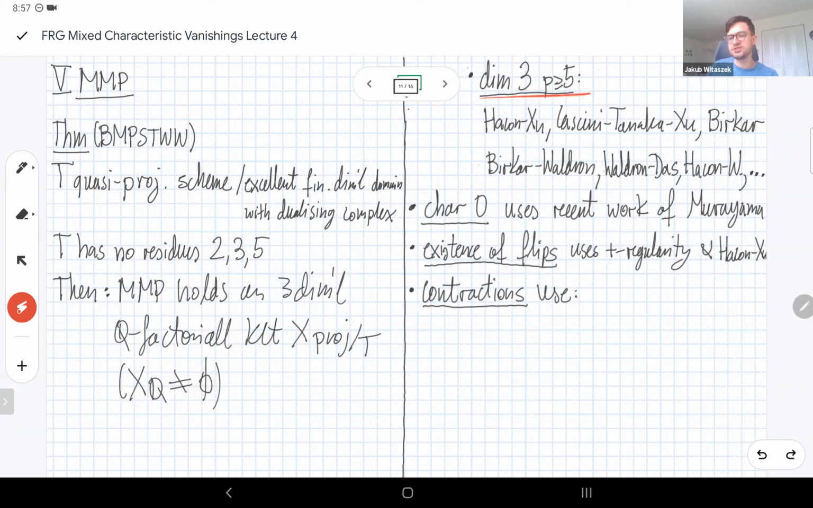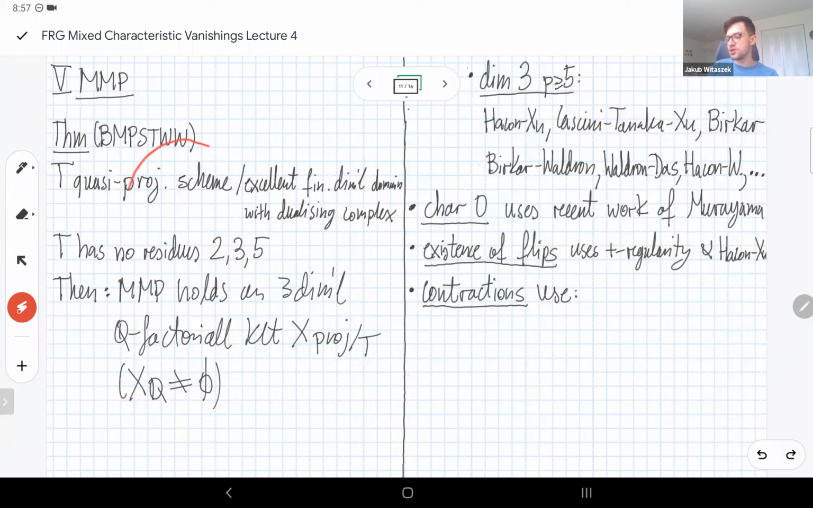So if the dimension is 3 and p is greater than 5, this was developed in a series of papers. Maybe I should mention the work of Hacon and Xu, who started and gave the existence of flips with standard coefficients, and the work of Cascini, Tanaka, and Xu on Mori fiber spaces, among other things. The work of Birkar for flips in general, and many other things. The work of Birkar and Waldron on Kodaira-type theorems, termination, and existence of Mori fiber spaces, among many other things. The work of Waldron and Das on the imperfect field case, and maybe also the work of Hacon and myself on characteristic p equals 5, and maybe many other papers.